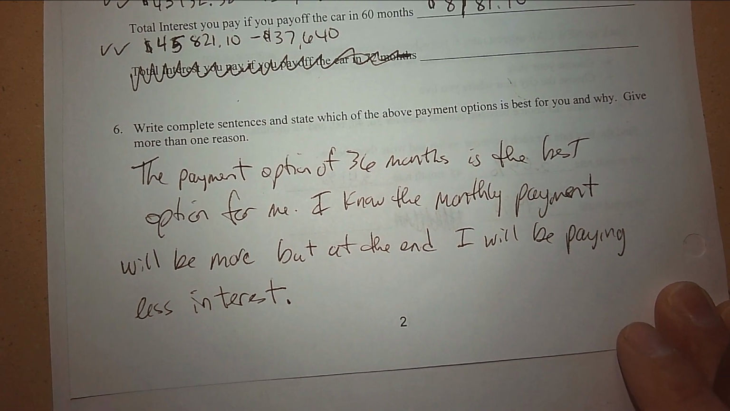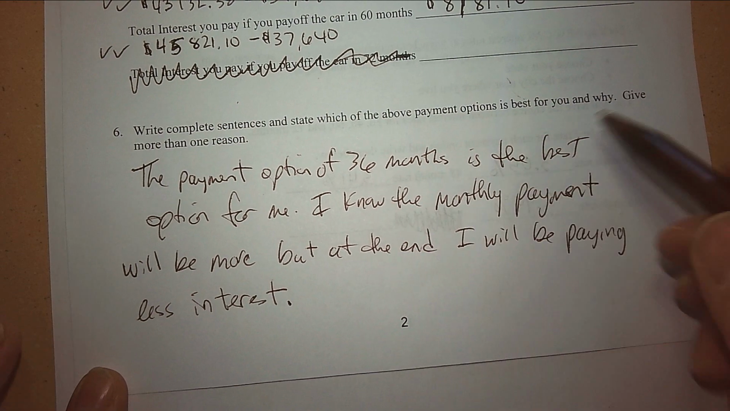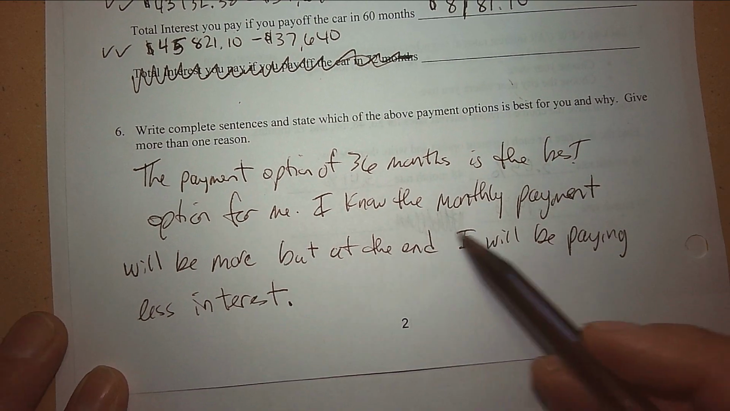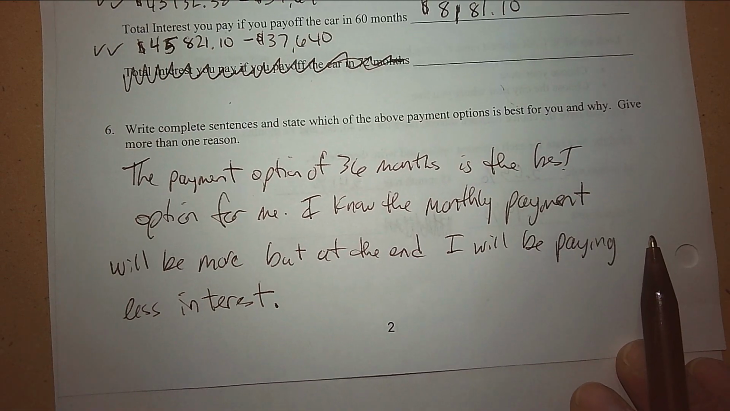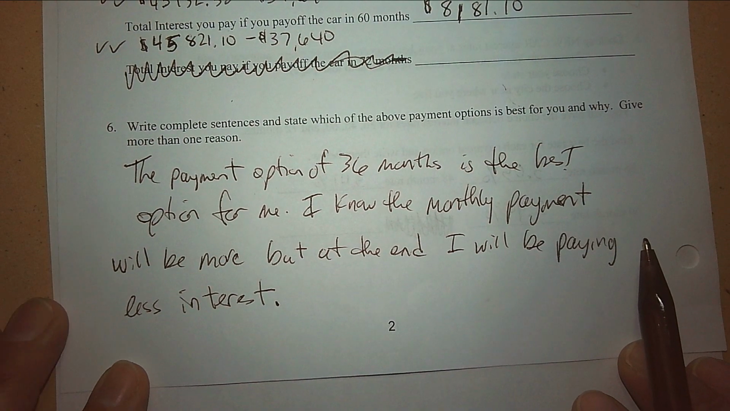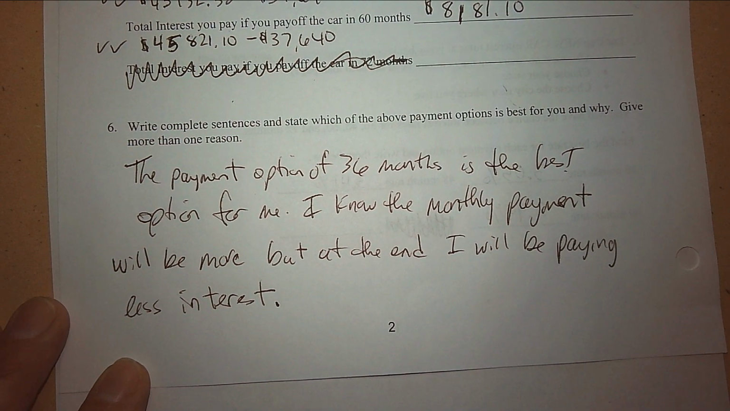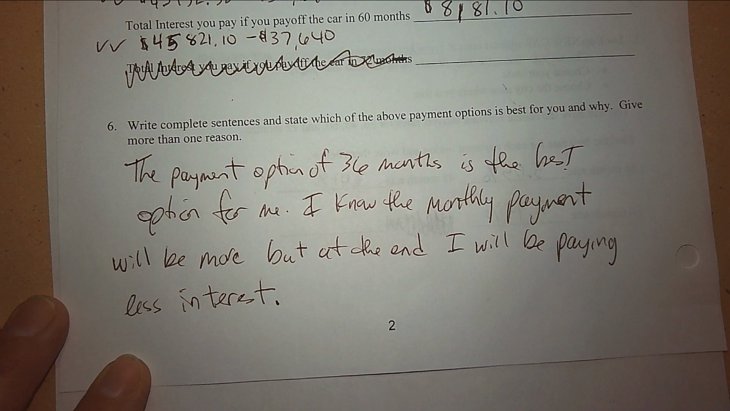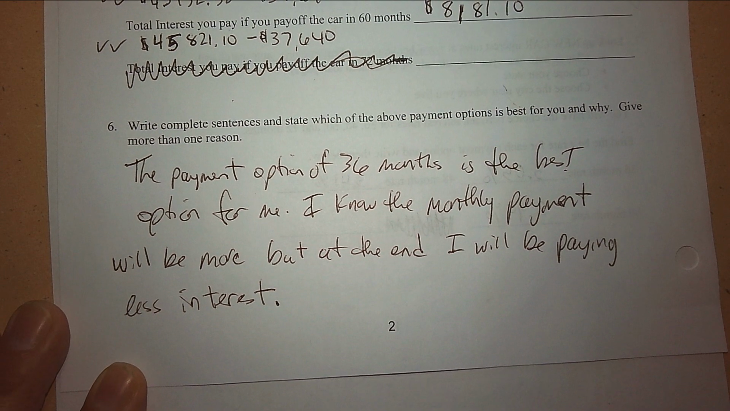So I wrote down the payment option of 36 months is the best option for me. I know the monthly payment will be more, but at the end I'll be paying less interest. So I give a choice and I give a reason for the choice. And that's your project.